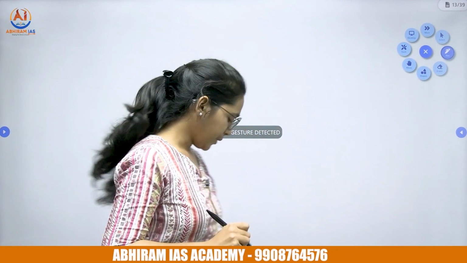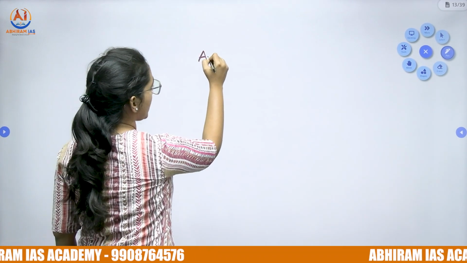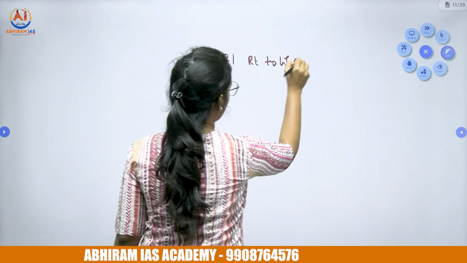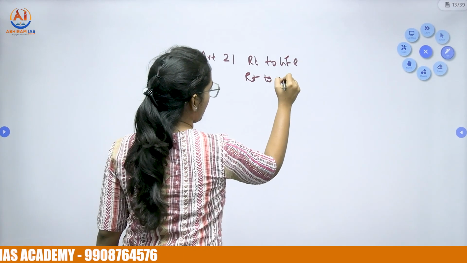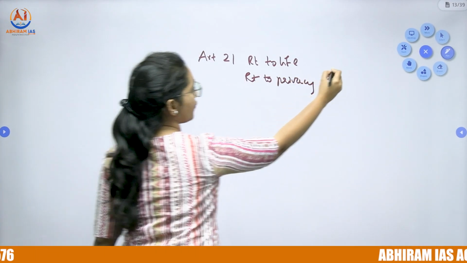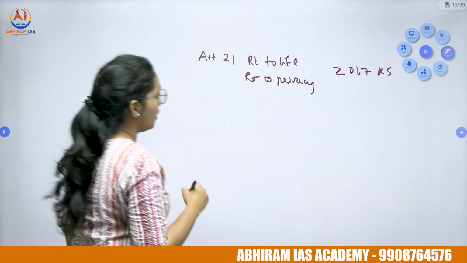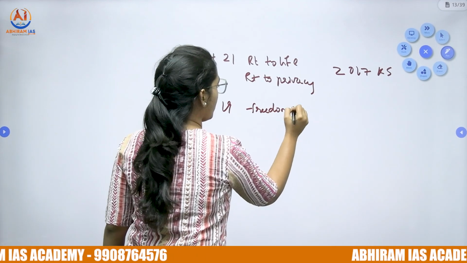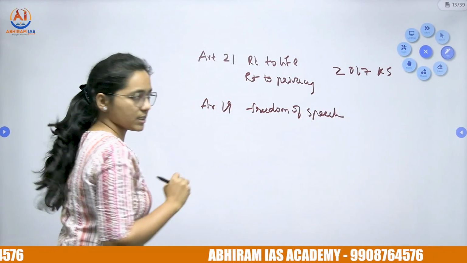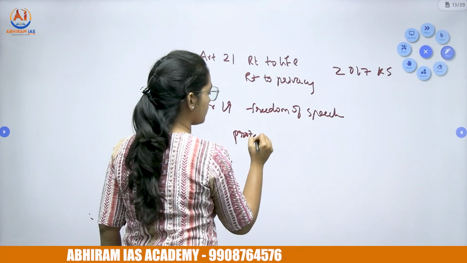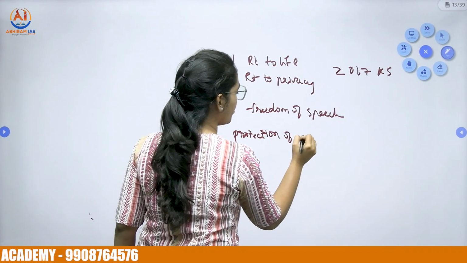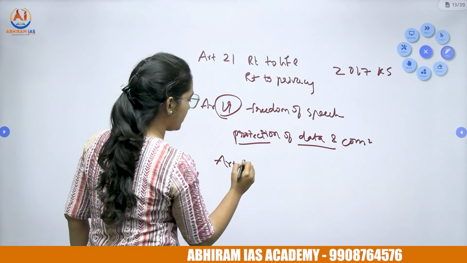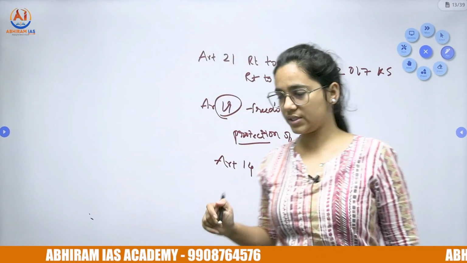So right to privacy. There are three major articles relevant here. One is article 21, that is right to life, under which we have right to privacy also. This is by the 2017 KS Puttaswamy case. Another one is article 19, freedom of speech. Under this we have protection of data and communication. These two come under article 19. And there is indirectly article 14 also, prevention of discrimination in privacy issues.